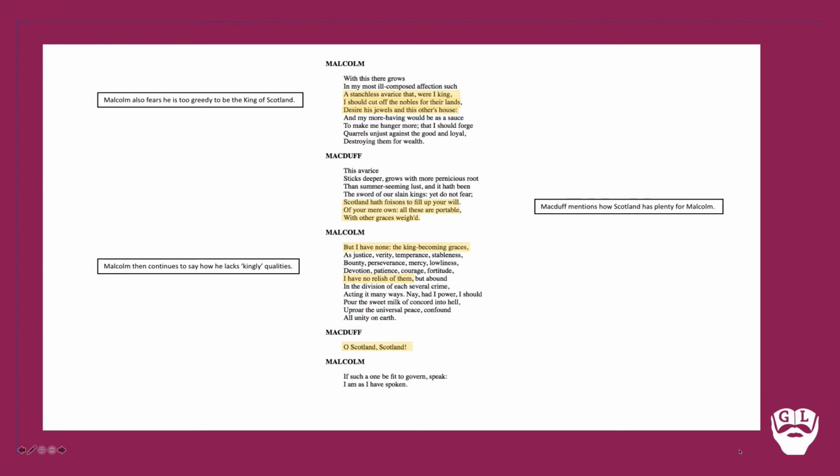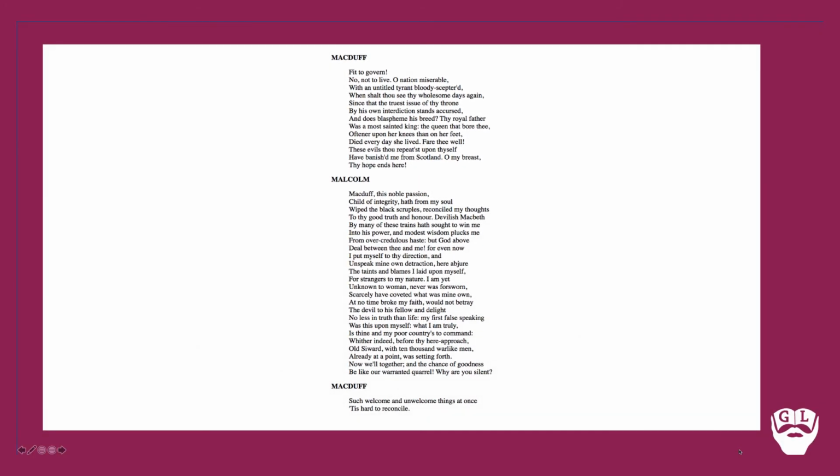Macduff's frustration boils over and he says, "Oh, Scotland, Scotland." The exclamation mark there shown is anger and despair at this helplessness and the suffering of his country. However, as the scene continues, Macduff reminds him, "the nation miserable with an untitled tyrant, bloody sceptred." This idea of Scotland continuing to suffer, nation miserable, tyrant, bloody sceptred.